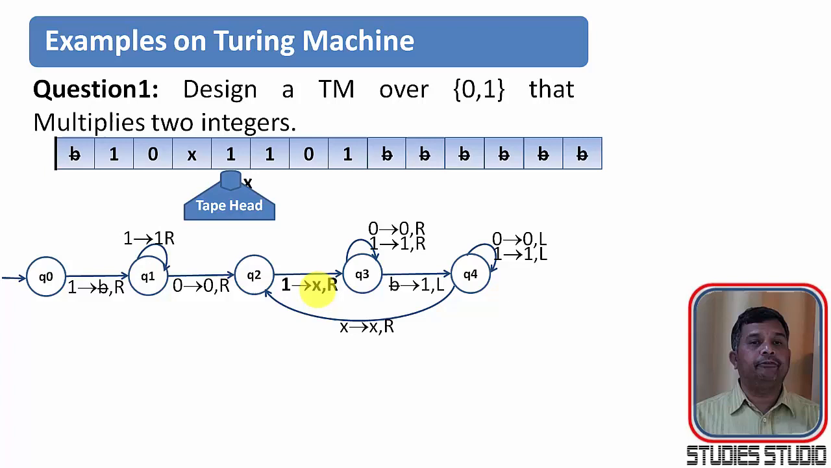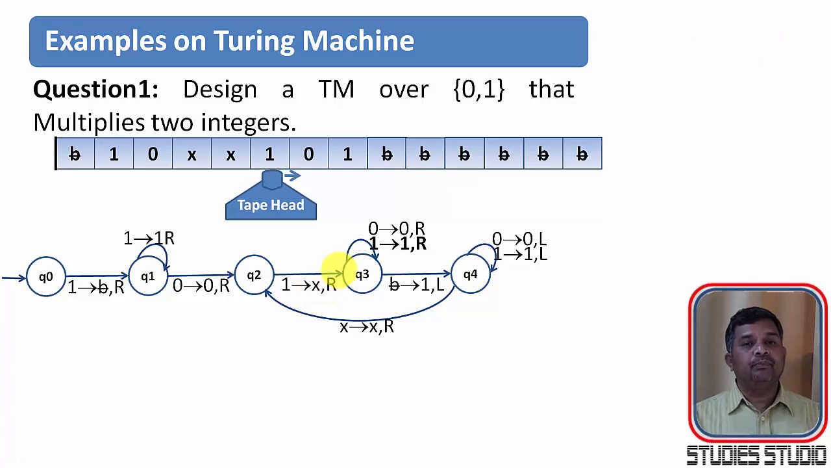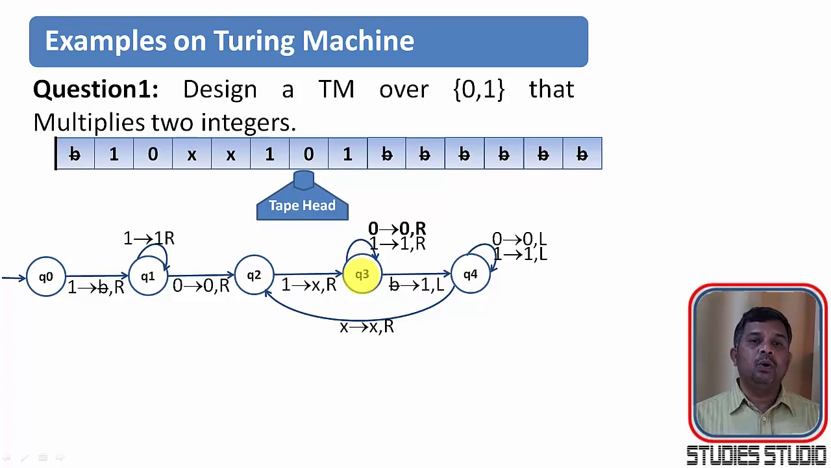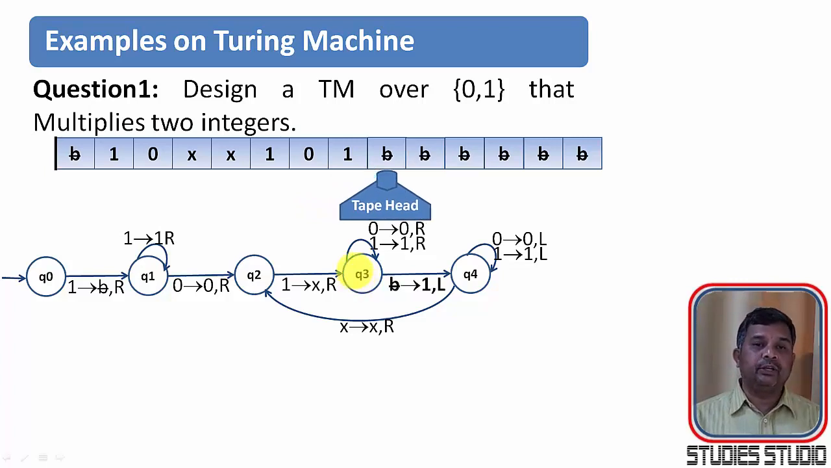Now in place of this one, I have written X. I moved right. The next symbol is 1. I have written 1 onto the tape. Moved right. The next symbol is 0. I have written 0 onto the tape and moved right. The next symbol is again a 1. I have written 1 onto it and now I moved right. The next symbol I am getting is a blank. I am at state Q3. On getting blank, I'll be writing 1 onto the tape and moving left.